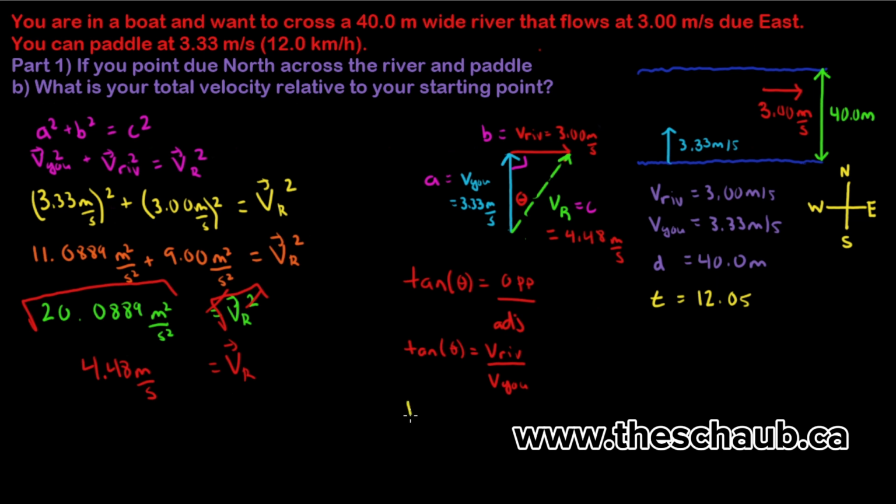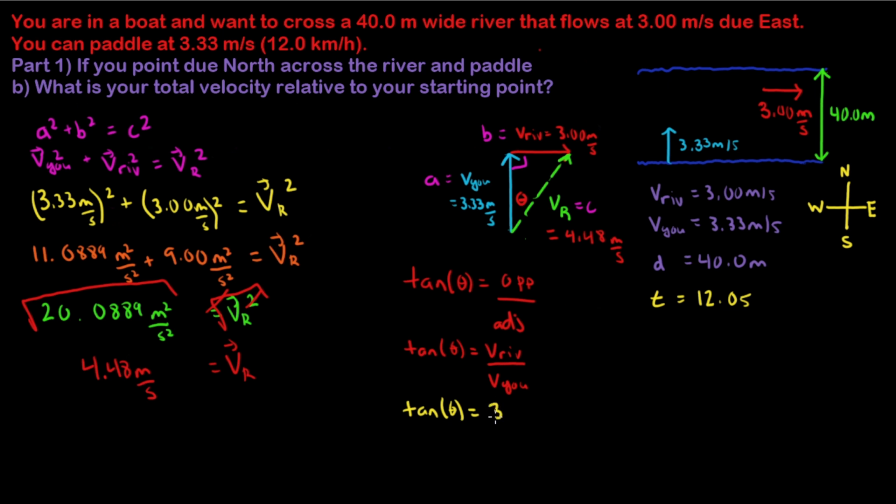Putting in the numbers here, we have tan of theta is equal to V river, which is 3.00 meters per second, divided by your velocity, which is 3.33 meters per second. 3 divided by 3.33 gives us, and let's move this up a little bit here, tan theta is equal to 0.9009. Taking the inverse tan of both sides to get theta, we get 42.0 degrees.